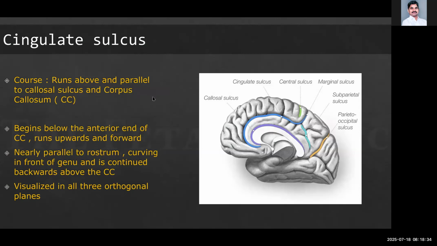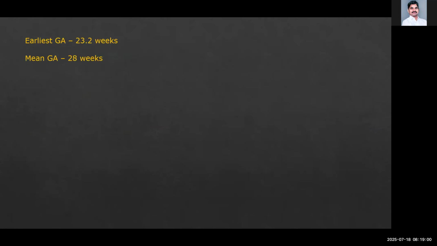So cingulate sulcus, this sulcus runs above and parallel to the callosal sulcus and the corpus callosum. It begins below the anterior end of the corpus callosum and runs upwards and forwards nearly parallel to the rostrum, curving in front of the genu, and is continued backwards above the corpus callosum. Both the callosal sulcus and cingulate sulcus are visualized in all the three orthogonal planes.